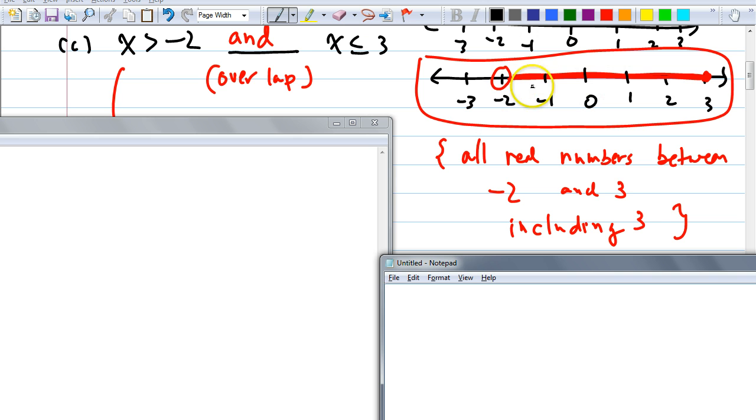But normally for this kind of graph, we write it this way. It's a little bit simpler. But yeah, you're totally right. That's correct.